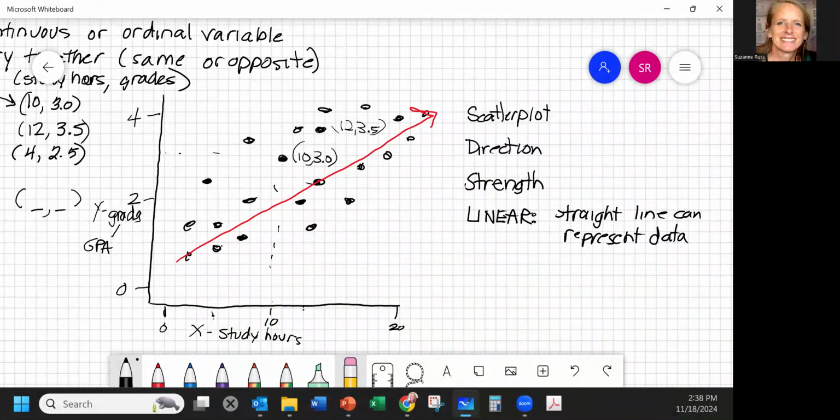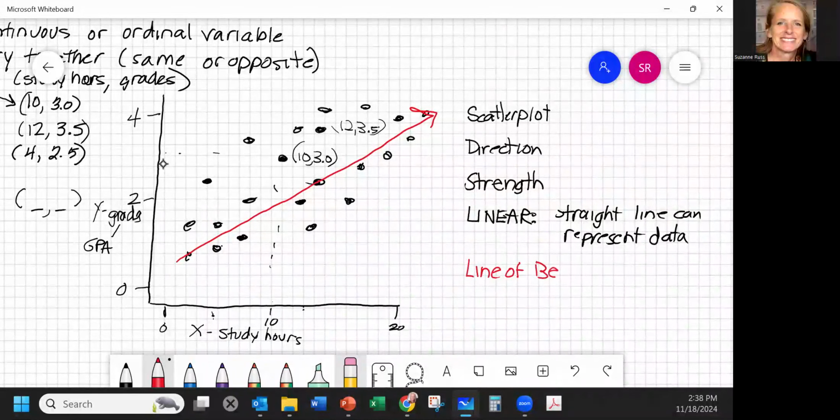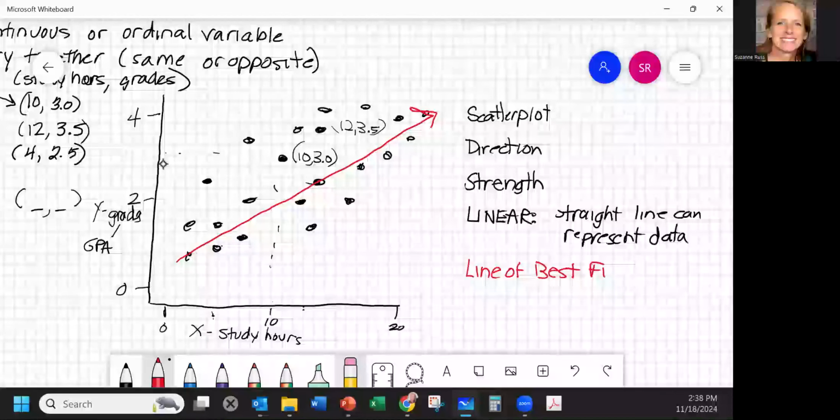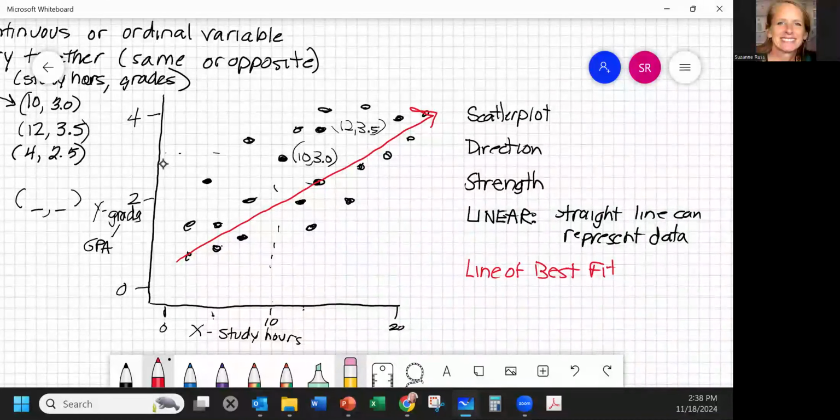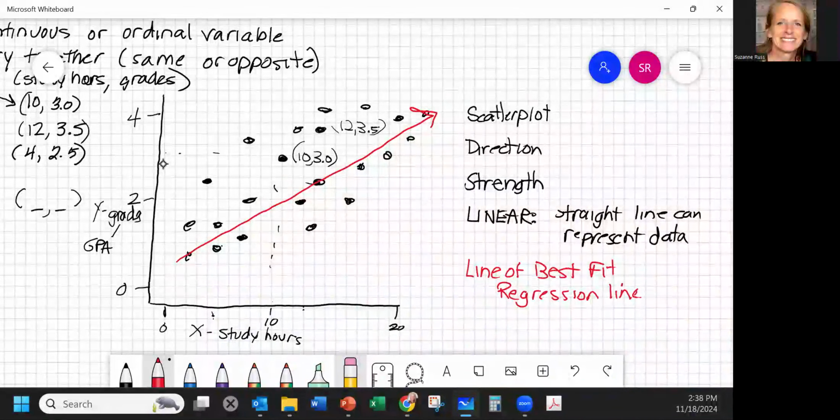Now, in this case, we have the straight line. It seems to represent the data. We draw this line, the line of best fit, through the points where it comes closest to the greatest number of points. So that's how we try and plot the line. It's called the line of best fit or a regression line, depending on how you're using the calculation.